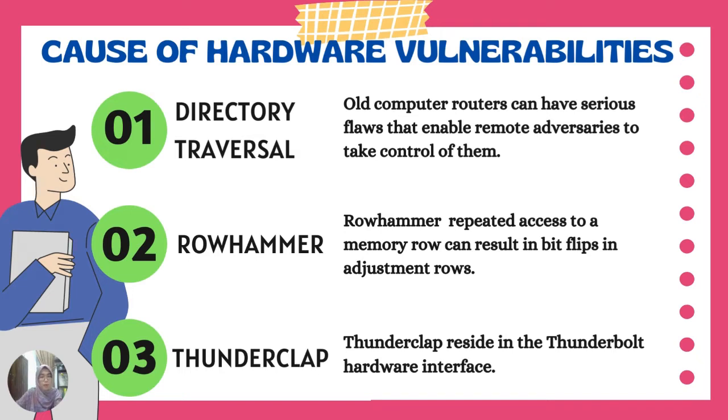Secondly, here we have the row hammer. So what is the row hammer? Row hammer is a type of cyber attack that exploits a bug in DRAM, or dynamic random access memory, manufactured in 2010 and onward. It causes repeated access to a memory row that can result in bit flips in adjacent rows. So at the end of the day, it will allow the attacker to escape a web browser security sandbox and gain access to the system.